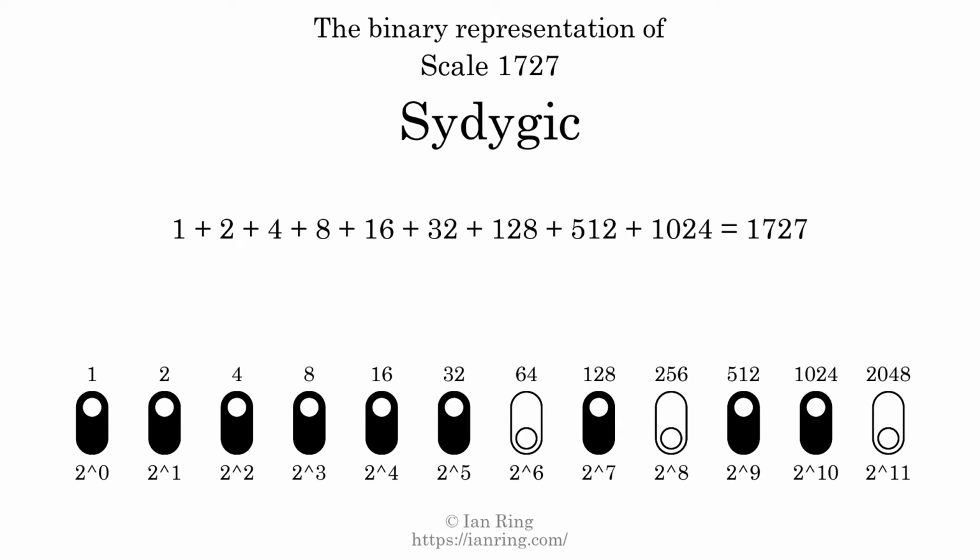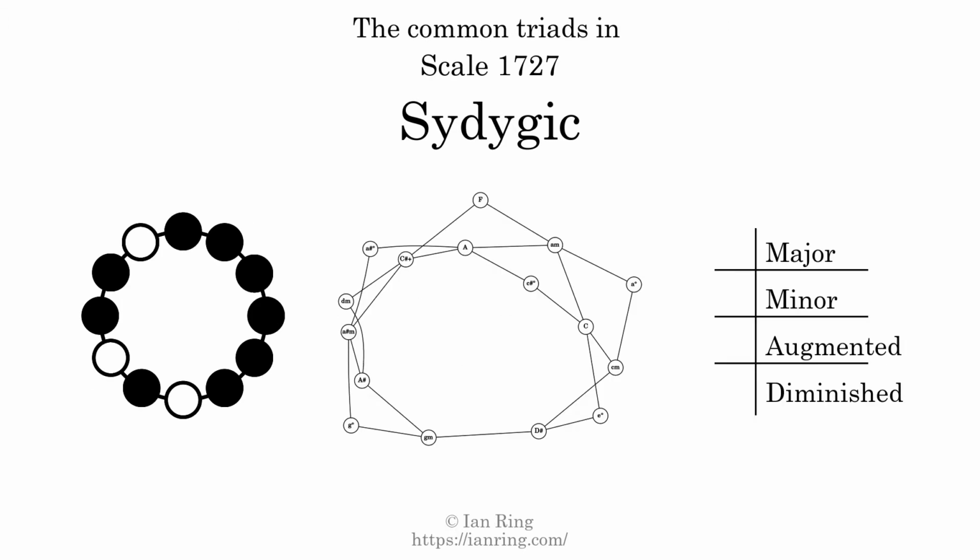1727. The scale number not only enumerates the scale with a unique index, but it also literally describes the tonal content of the scale. Represented as a binary number in base 2, the scale number is 0110101111111. Here are the common triads present in this scale.